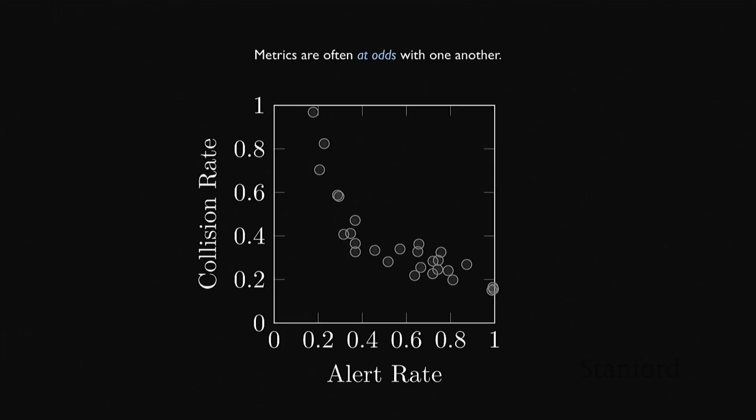All right, so composite metrics is the next thing. We were just talking about one particular metric. We were just looking at loss of separation. But what if we care about multiple things? And oftentimes these multiple things we care about are at odds with each other.